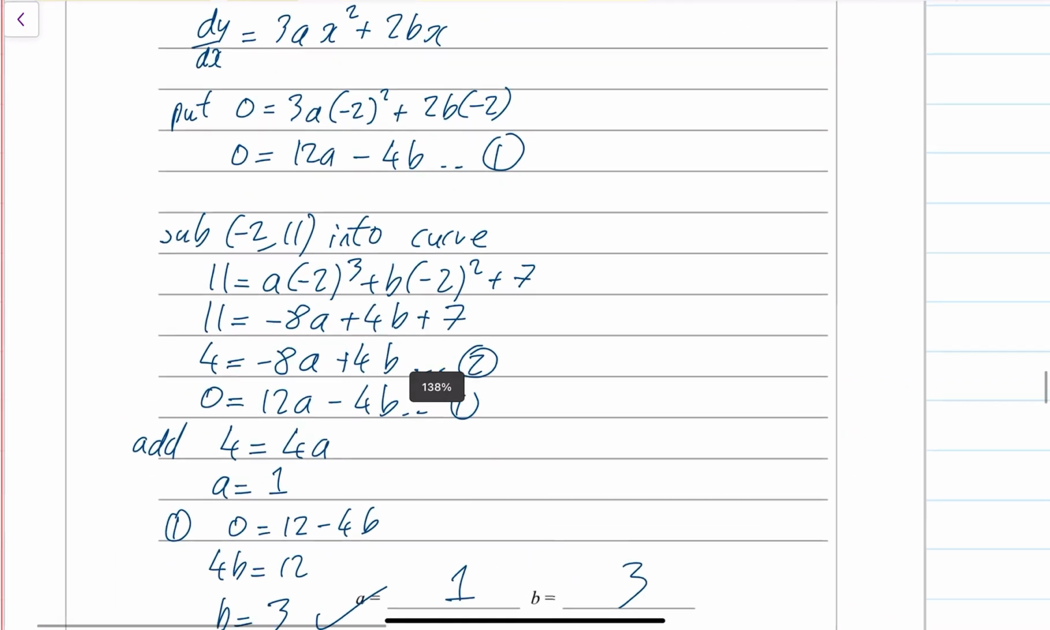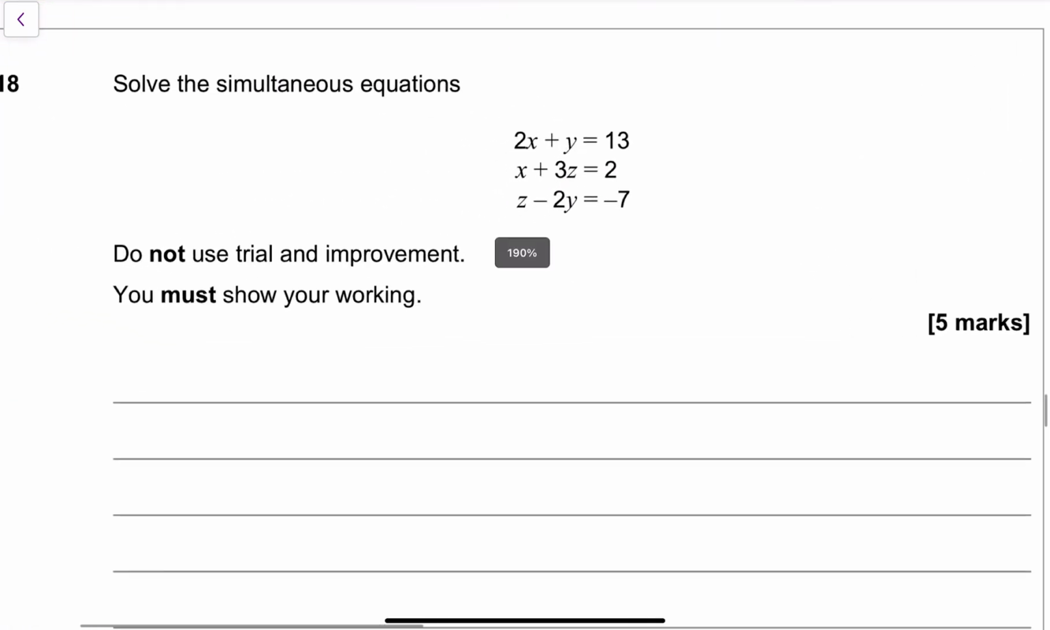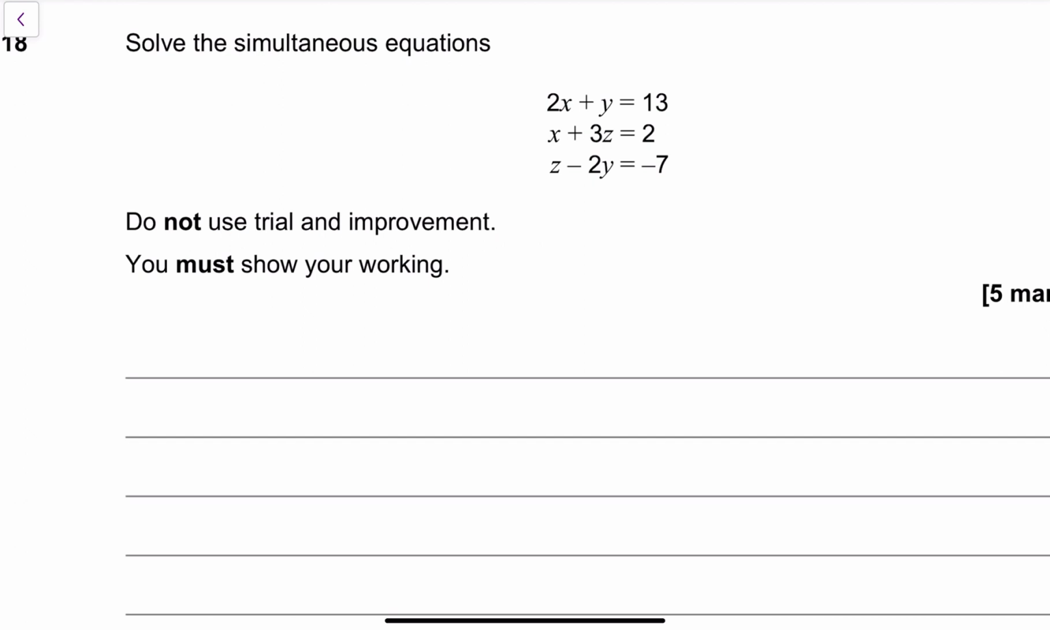And is that it done? It is indeed. Lovely question again. Right, simultaneous equations with 3 unknowns.